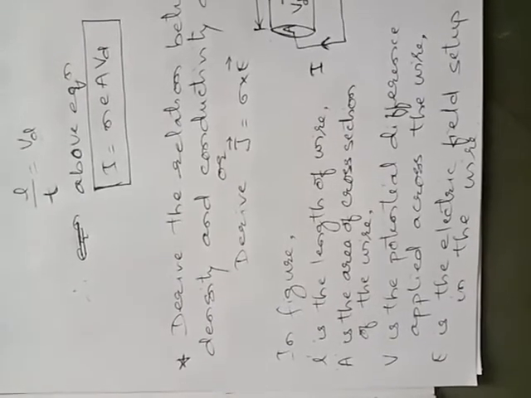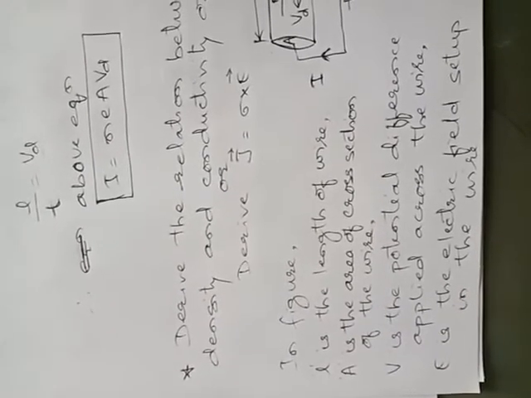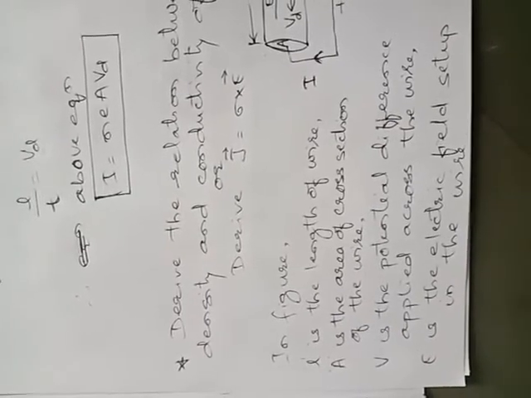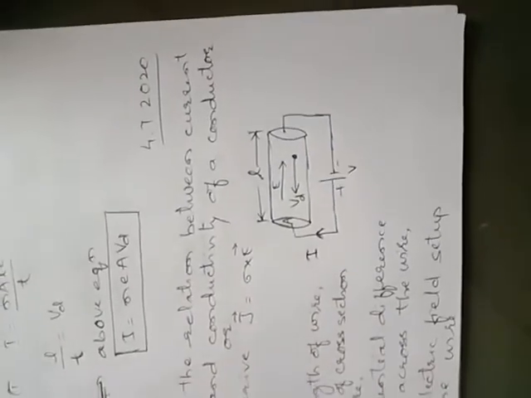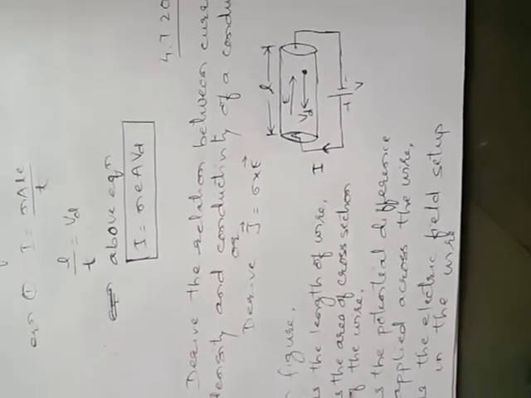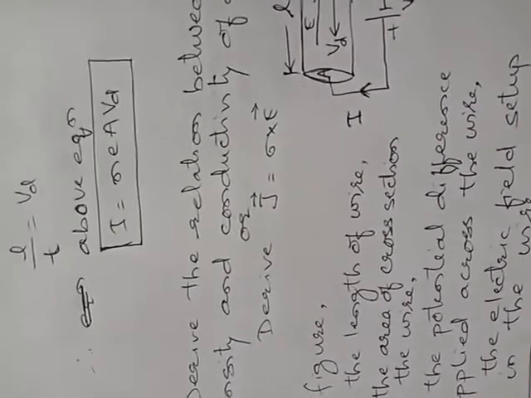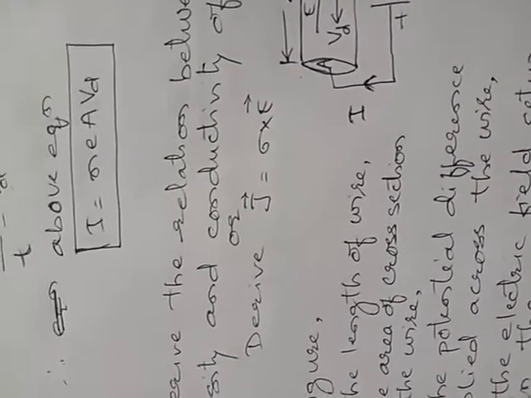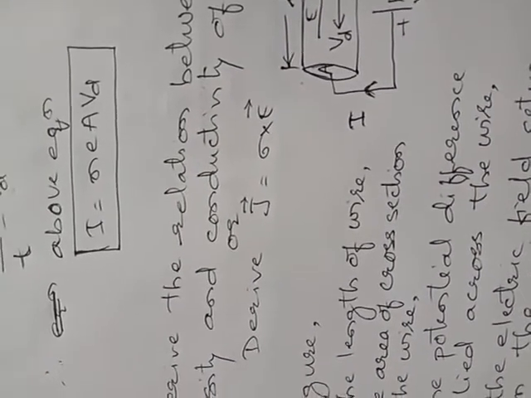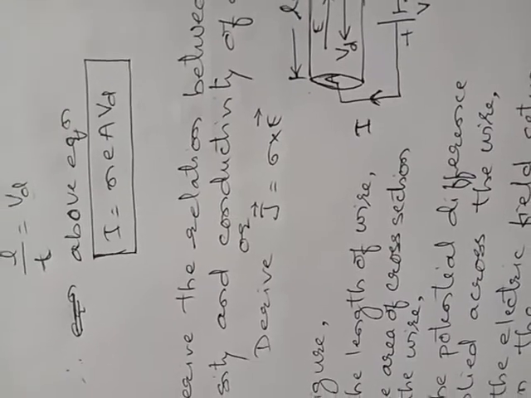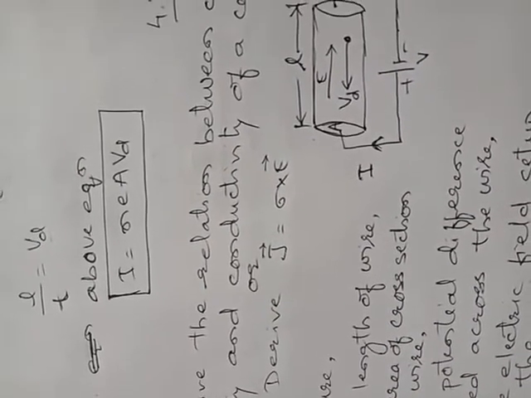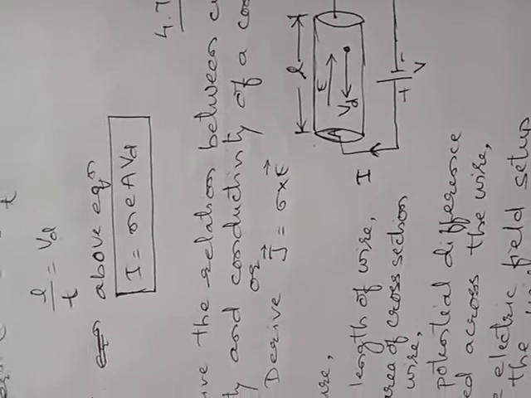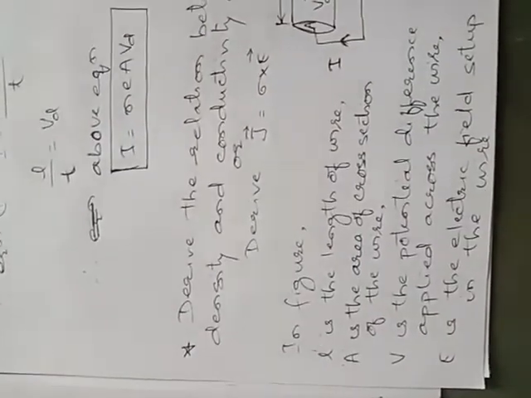Dear students, today we have to start with the derivation again, that is the relation between current density and conductivity of a conductor. This relation is also for 3 marks. This may be asked like this also: derive J is equal to sigma into E, where J is called the current density, sigma is called the conductivity, and E is the electric field.